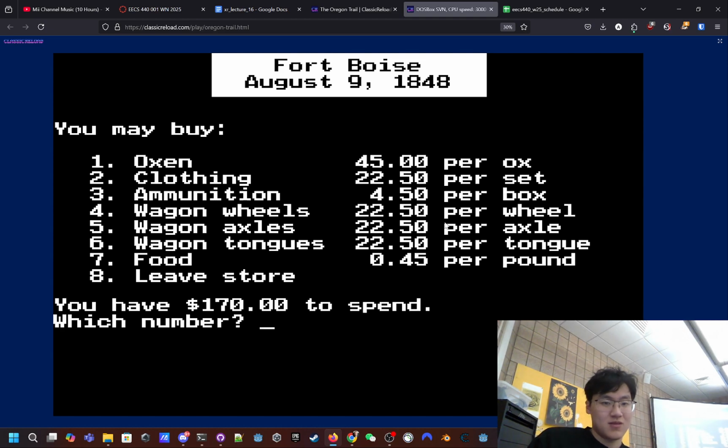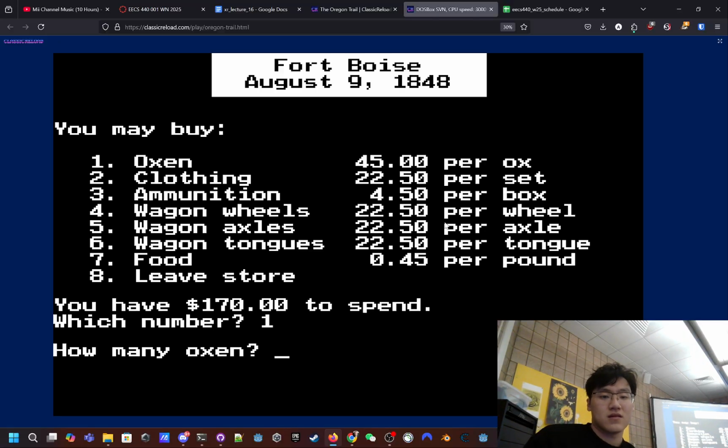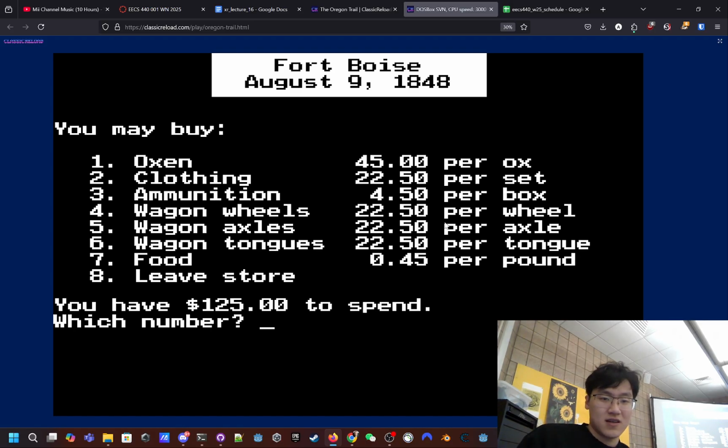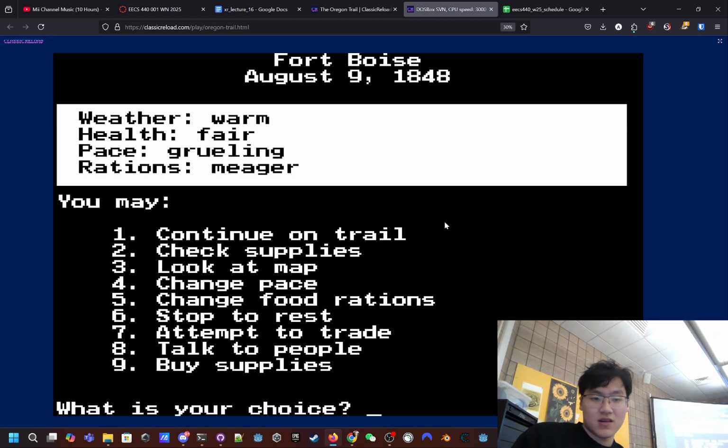Do you not have time anymore? Wagon tongue is like the beam that you pull that connects the oxen harness to the main. Oh, it's the, okay. Yep, out front. We're gonna buy maybe like 1 more ox since one of our ox died. How much food do we have? I just bought food. I think we have like 200.